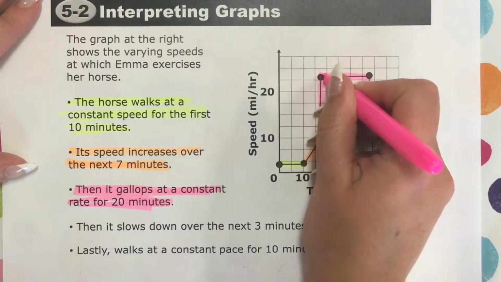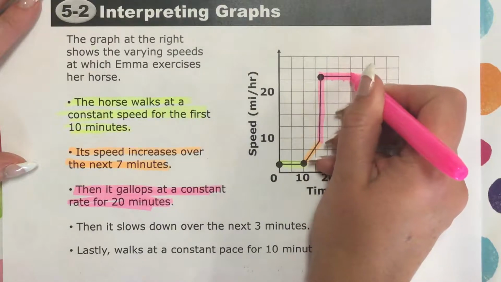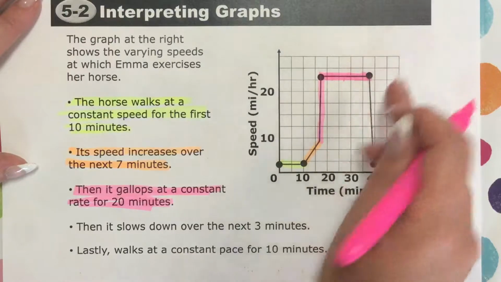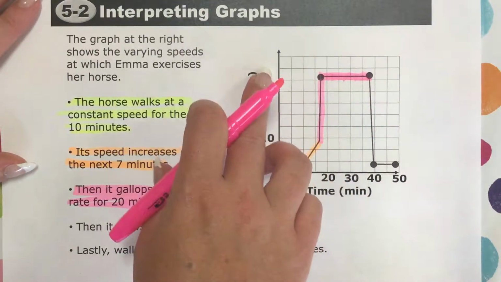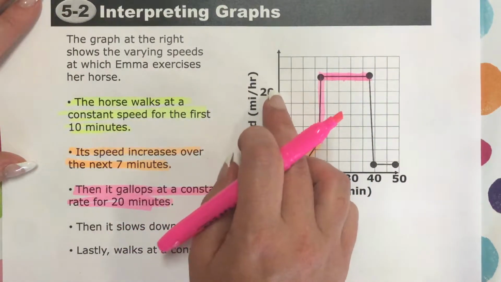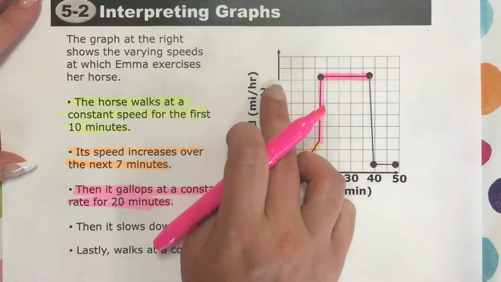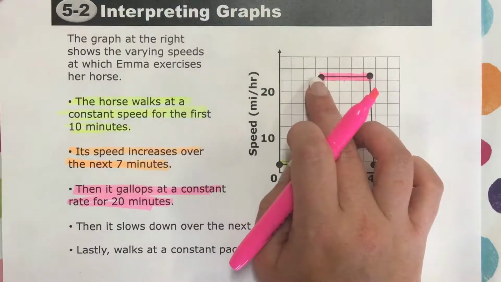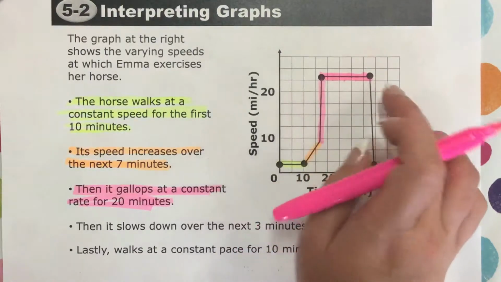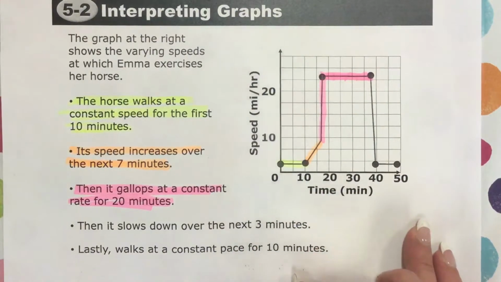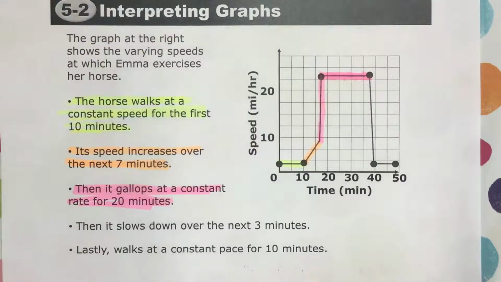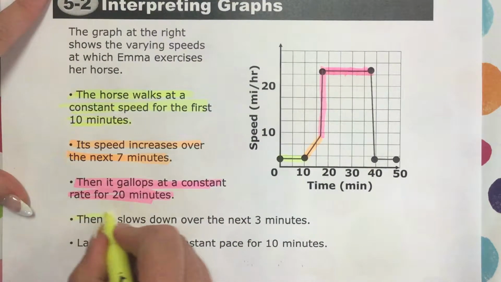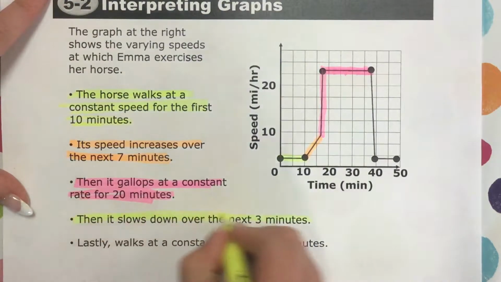From here to here would be 5, 10, 15, 20. So it's the same speed for 20 minutes, and it's going over 20 miles an hour. That's about 3 more, so maybe 23 and a half, 24 miles an hour, for 20 minutes. Then what it states is then the horse slows down over the next 3 minutes.